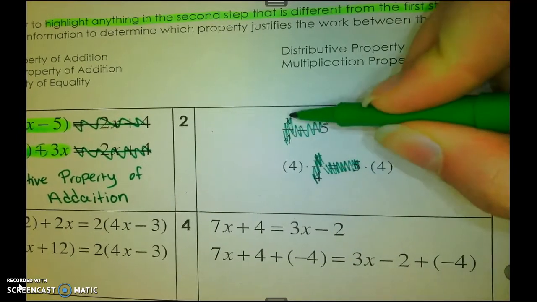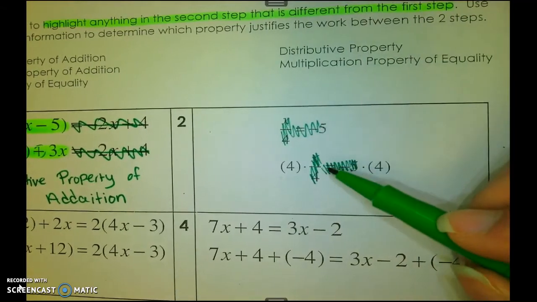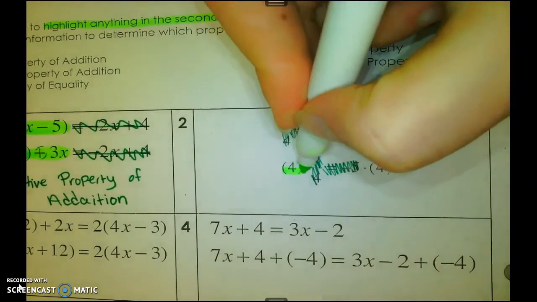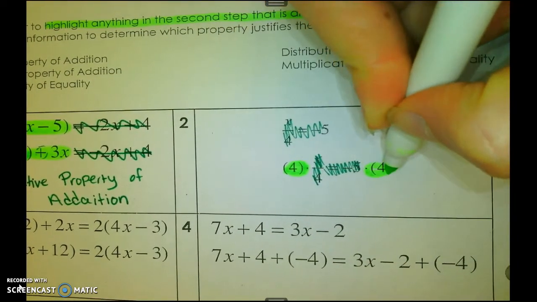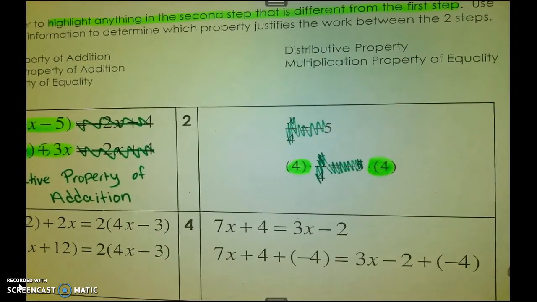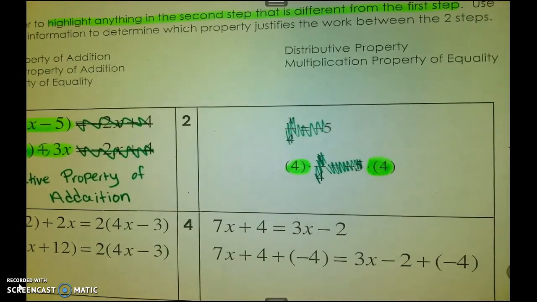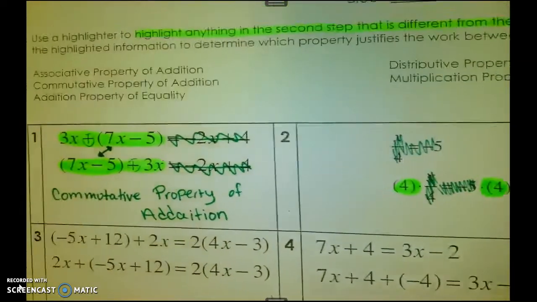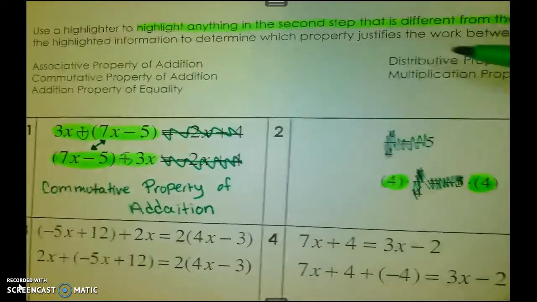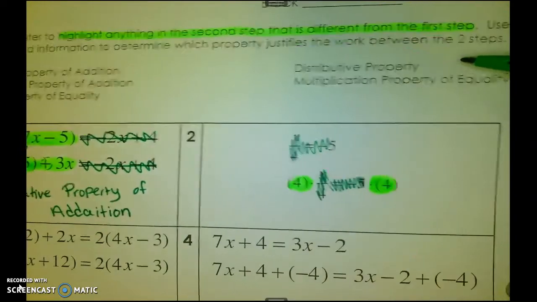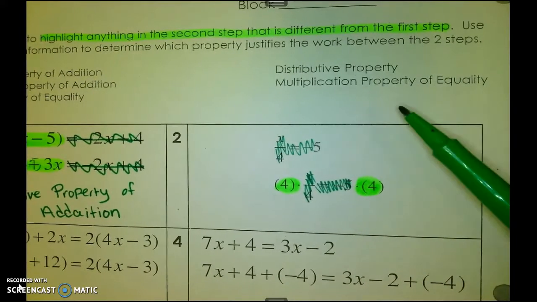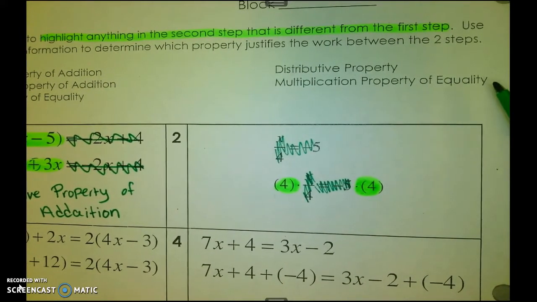So really, I'm crossing out all of step 1 and the middle part of step 2. What I'm left with is times 4 on one side and times 4 on the other side. So already it said times 4. I know I've got something to do with multiplication. So it couldn't be associative, it couldn't be commutative, probably isn't going to be addition since I'm multiplying. It could be distributive. We multiply in the distribution property, and we also multiply in the multiplication property of equality.